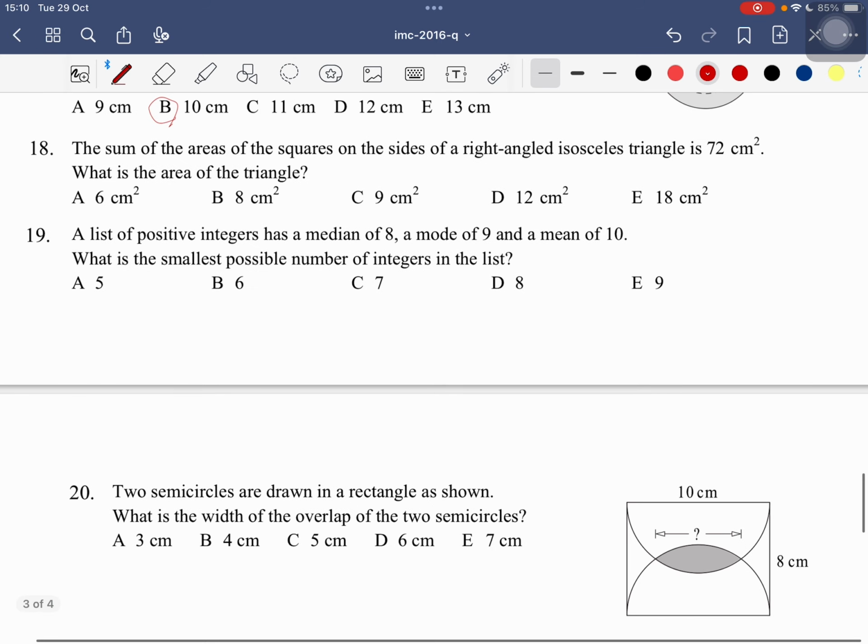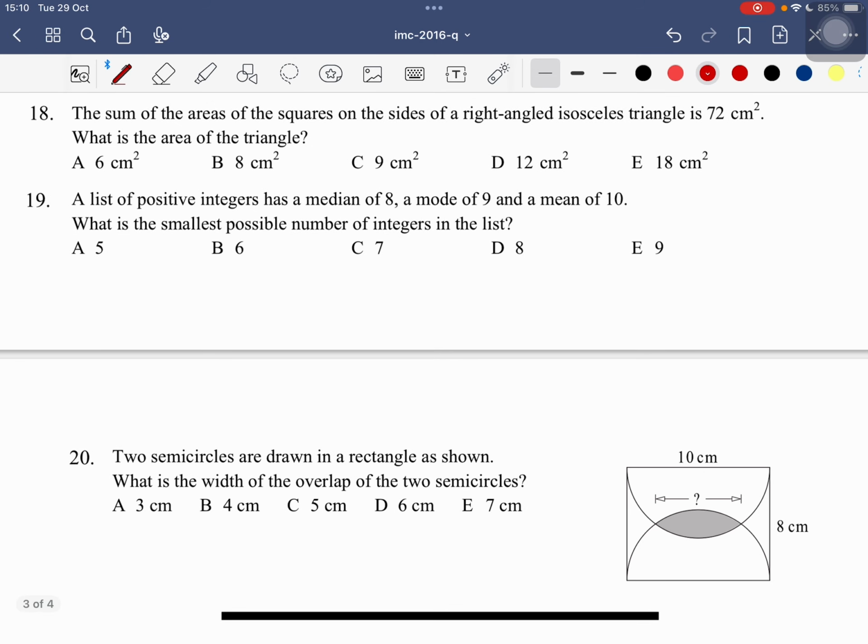Number 18. Sum of the areas of the squares on the sides of a right-angled isosceles triangle. So this one maybe x, x, and square root 2x. And it has squares like this. So this is x squared, this is 2x squared. So 4x squared becomes 72. So x squared is 18.